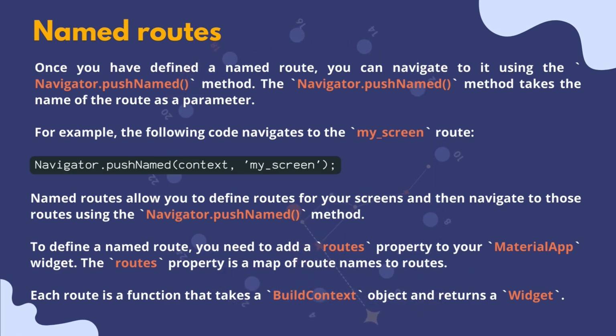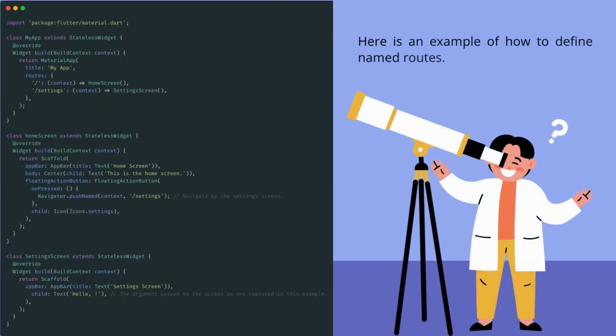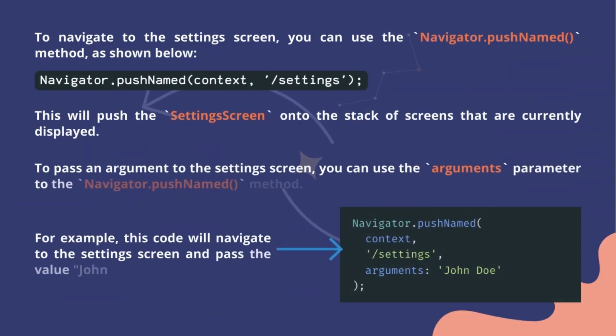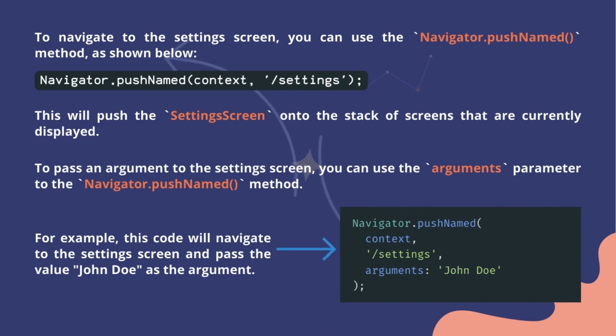The routes property is a map of route names to routes. Each route is a function that takes a build context object and returns a widget. Here is an example of how to define named routes. To navigate to the settings screen, you can use the Navigator.pushNamed method as shown below. Navigator.pushNamed(context, /settings). This will push the settings screen onto the stack of screens that are currently displayed.